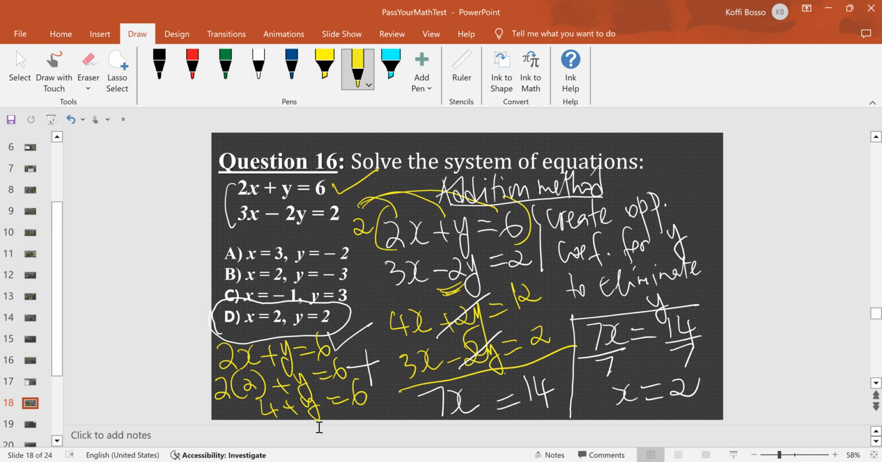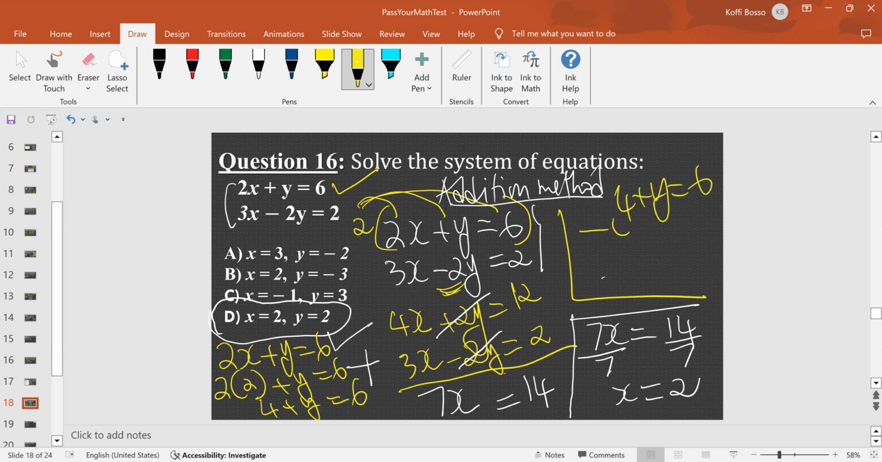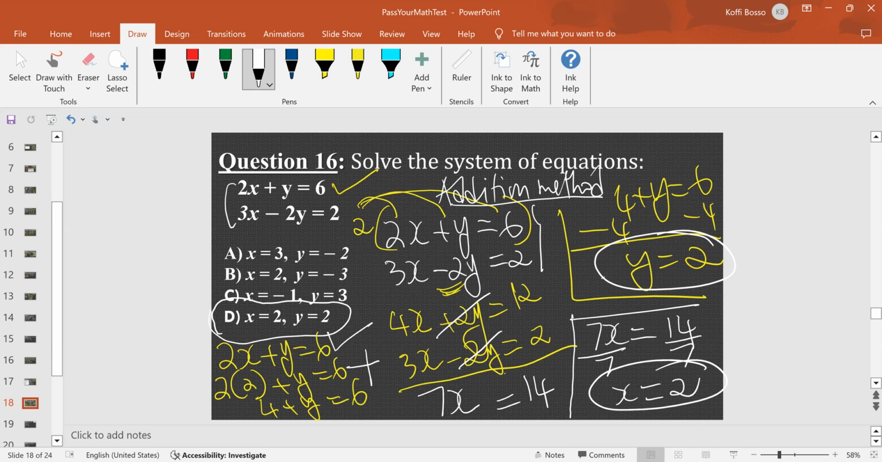So therefore, to solve for that y, if I want to finish this properly, I take out what I have here. Okay, sorry about that. Now having 4 plus y is equal to 6, I subtract 4, and I get y equals 2. So they have the two values. So y is 2, x is 2. And again, the correct choice is D.